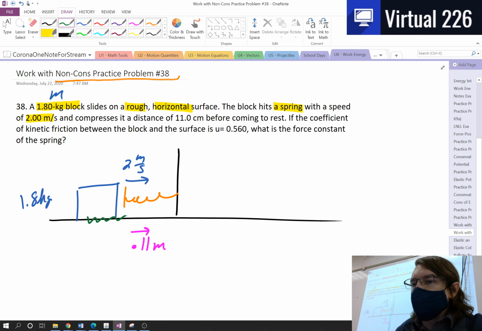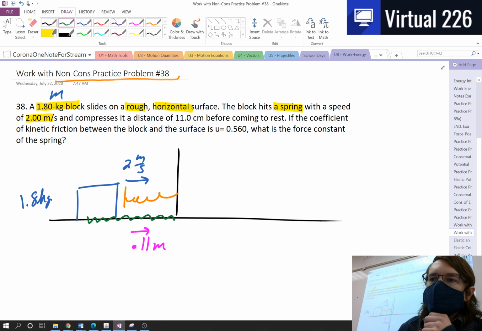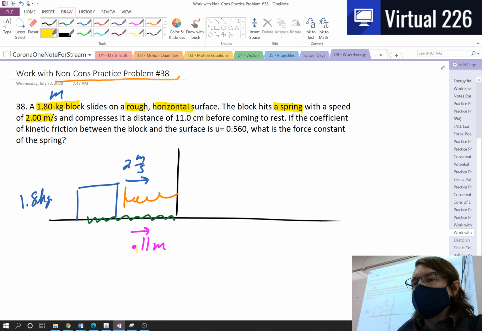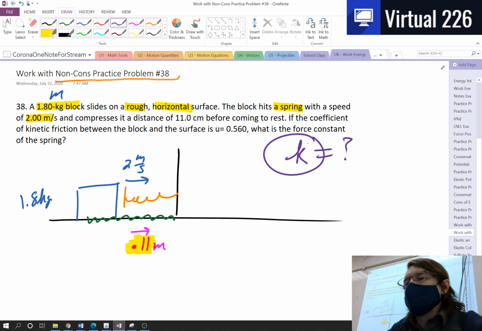There is some friction here on this ground, and that friction is going to act over the entirety of that 0.11 meters. After this, though, the block comes to rest, the spring is compressed, and we are looking for a force constant or spring constant, K. Take a second here, pause this video, and see if you can set up the equation for the conservation of energy with a non-conservative force in here, and then we'll go ahead and try to solve it.